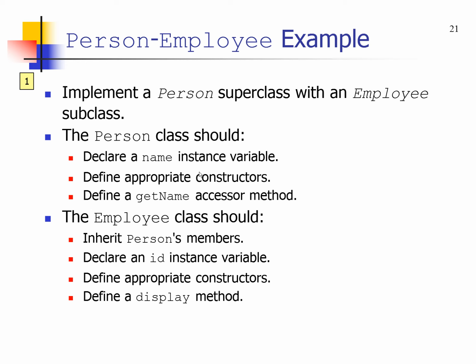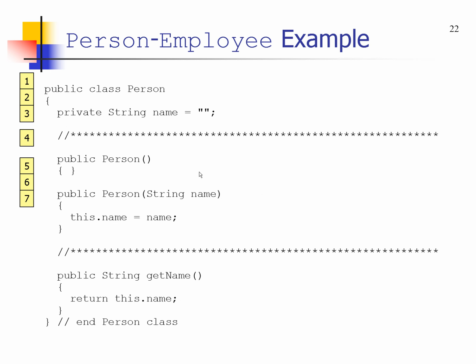All right. It says implement a person superclass with an employee subclass. We're going to walk through all these and I'll show them to you. The person should have a name variable. We should have some constructors for it and a getName accessor method. The employee should inherit from the person. It should declare the ID variable because remember prior we showed employee had the ID, person didn't. And then we also define appropriate constructors and have a display method. Now let me bring the code in. I already copied the code in here so you can see it.